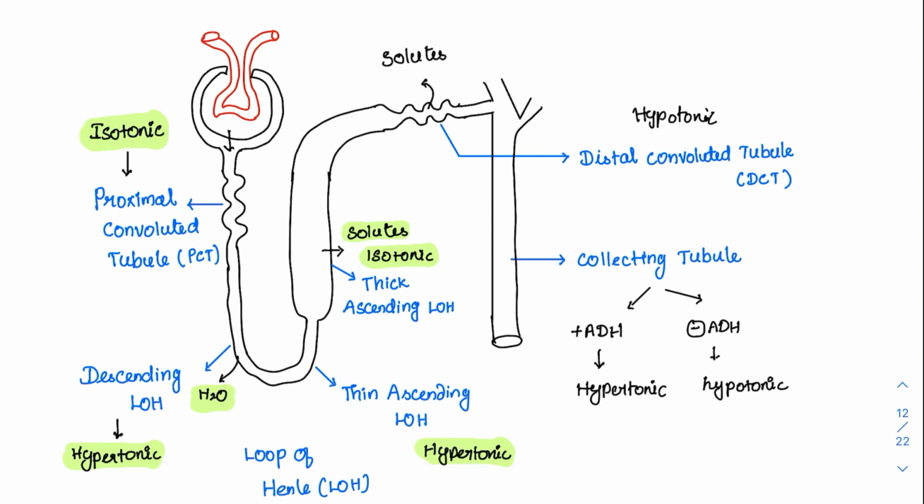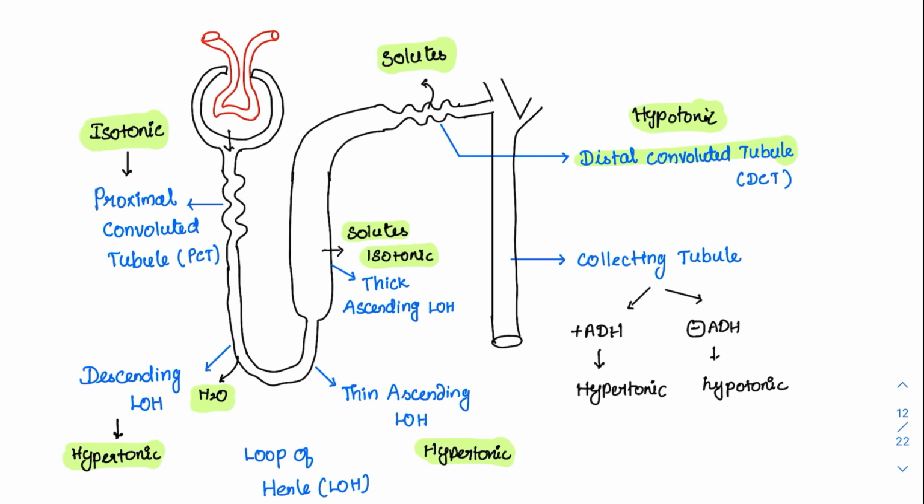Now what do they do in the DCT? In the DCT, again we are taking more solutes from the isotonic. Previously it was hypertonic. Now whenever we have taken it, it has become isotonic. When we take more solutes out of it, what will become? It will become hypotonic. That's why in case of DCT, it has become hypotonic.